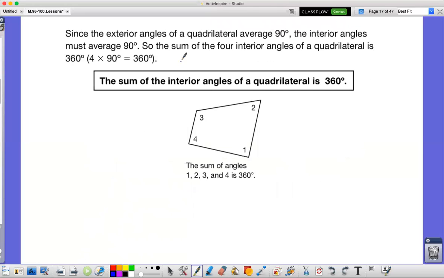Since the exterior angles of a quadrilateral average 90 degrees, the interior angles must average 90. So the sum of the 4 interior angles of a quadrilateral is going to be 360 degrees. Each one of those would average 90. If you were to add up all 4 of them and then divide by 4, you'd get 90 as the average. So this one could be greater than 90 or less than 90. It doesn't matter. In the end, if you add up all 4 and then divide by 4, you'll get the average.